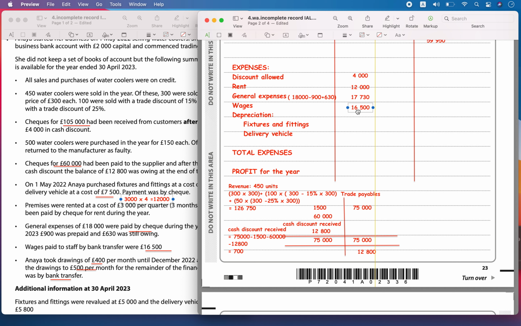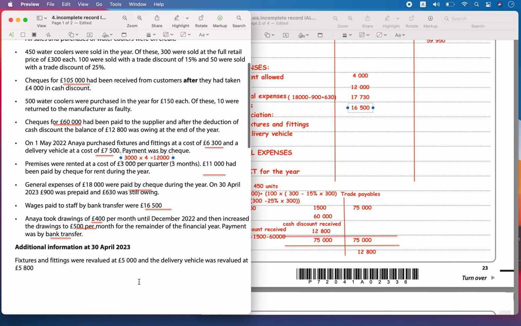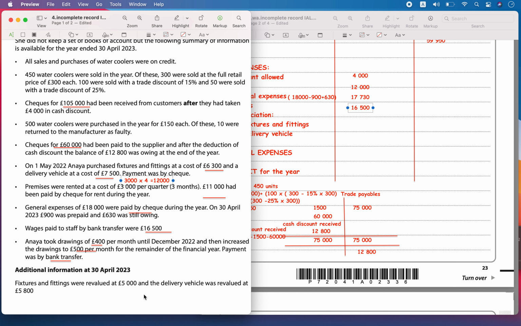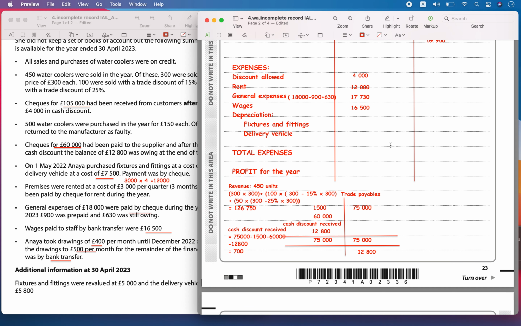Then we have to calculate the depreciation for the fixtures and fittings. For the fixtures and fittings, we can see that there is a revaluation that has happened. So cost minus the revalued amount will give the depreciation. So they had bought fixtures at 6,300.